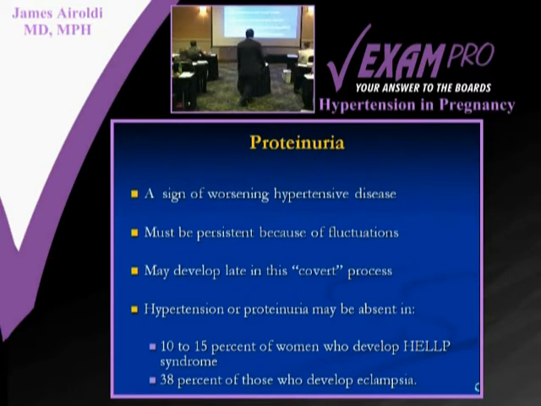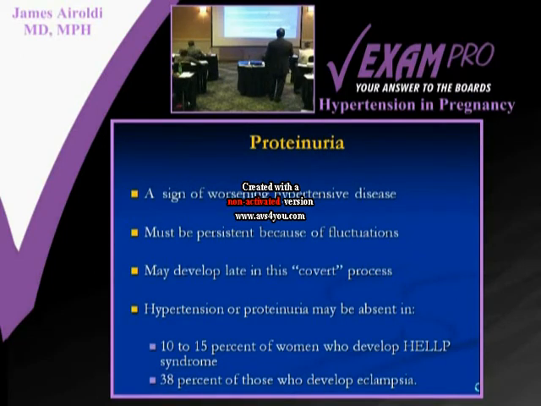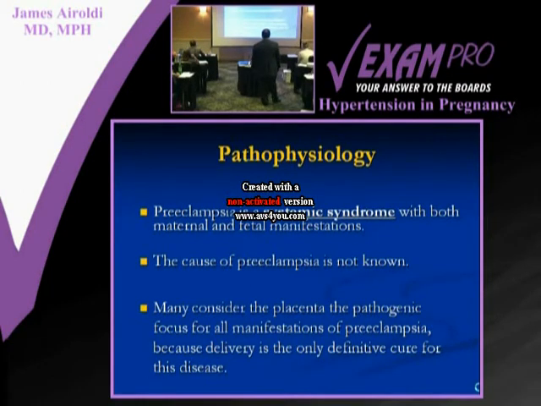What about proteinuria? A sign of worsening hypertensive disorders. It may be persistent because of fluctuations. It may not develop till late in this process. What's important is that protein or hypertension or proteinuria may be absent in up to 10 to 15% of women who develop HELLP syndrome and up to 38% of women who develop eclampsia. HELLP syndrome is a tough one because a lot of times it just doesn't follow any rules or regulations, and it can be so many different variants of that.